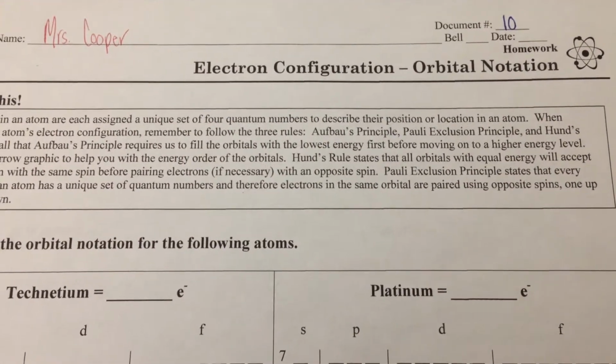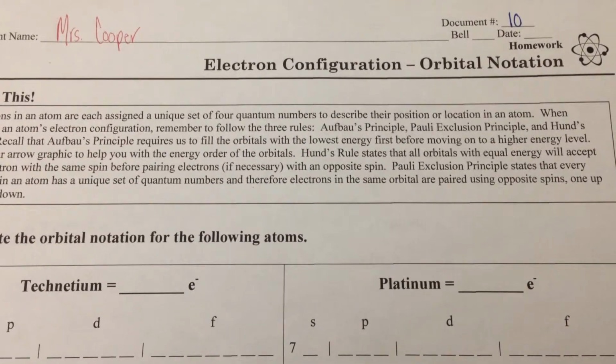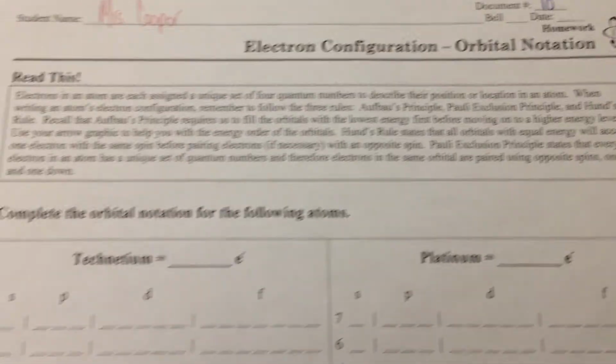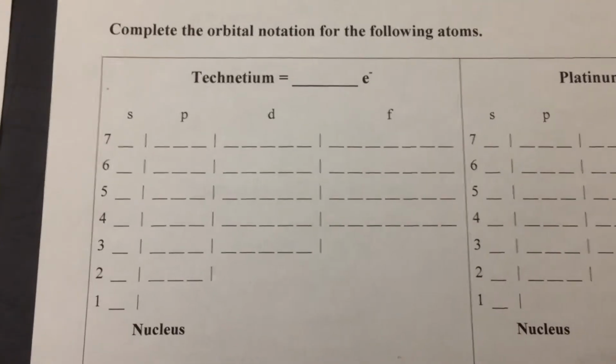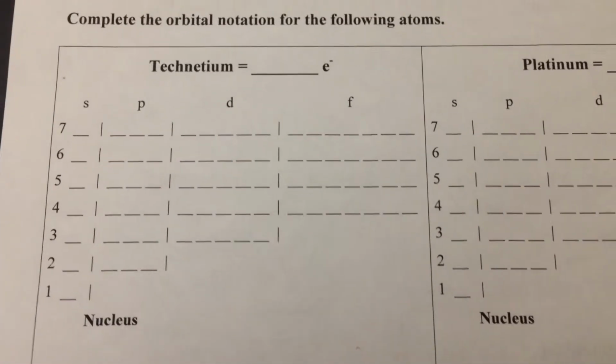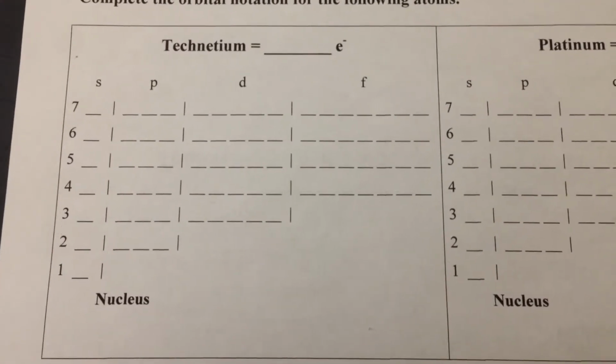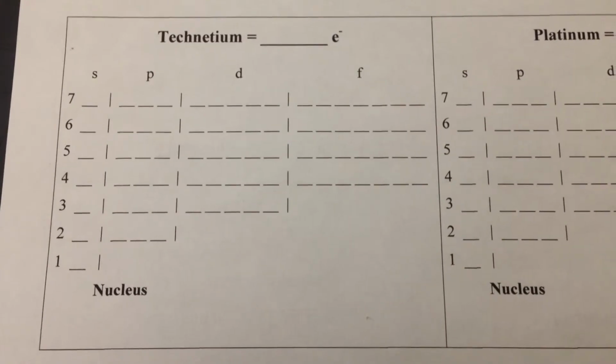Alright, in this video here, I'm going to be working off of document number 10. And I'm going to try to do two things at once with this. By now, you should have already filled in all of the orbital notations for these elements listed on this document. And you should be working towards translating those orbital diagrams into electron configuration.